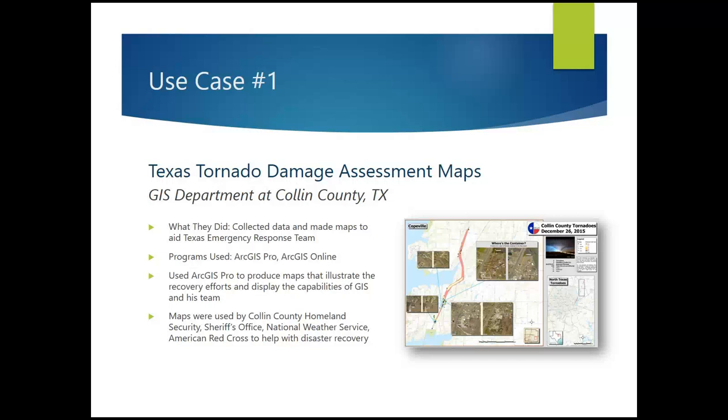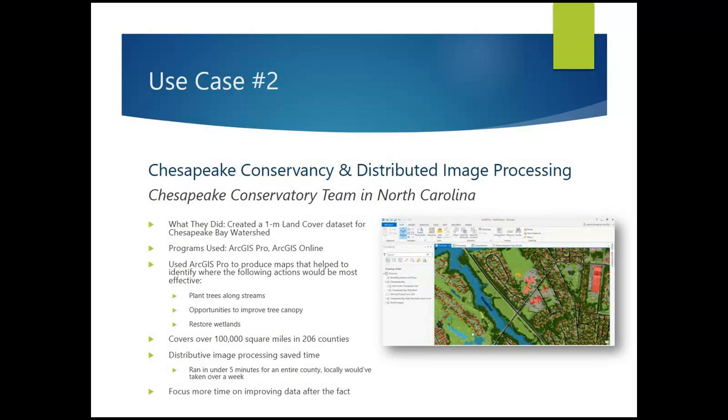The next example that we're going to look at is out of North Carolina with the Chesapeake Conservancy team. The Chesapeake Conservancy team shows how they are using ArcGIS Pro to better understand and solve watershed issues. They were able to use ArcGIS Pro and ArcGIS Online to create a 1-meter land cover data set for the Chesapeake Bay watershed. They usually were using the National Land Cover data set, but at a 30-meter resolution, it wasn't a high enough resolution for them to be able to identify where certain actions would be most effective, such as planting trees along streams and restoring wetlands.